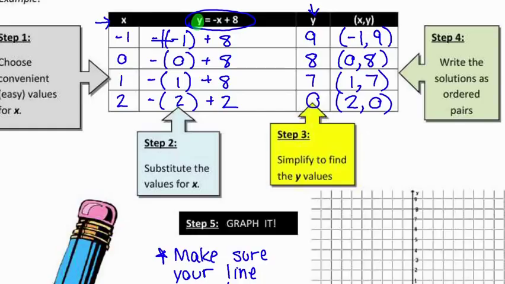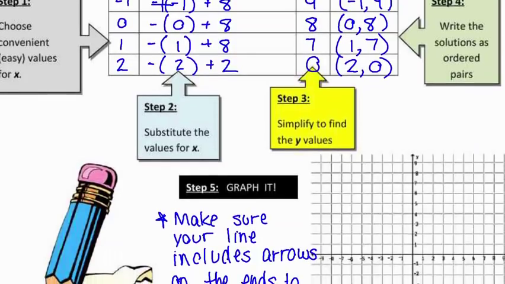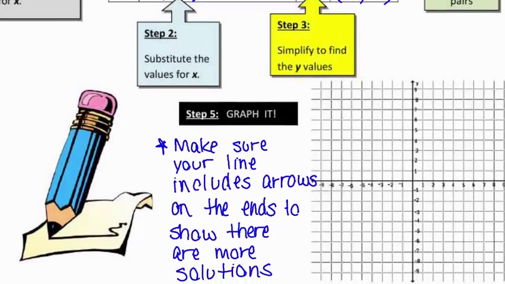So, step 2 was to substitute the values in for x, which is what we did. Step 3 was to simplify to find the y values, and then step 4 was to write the solutions as the ordered pairs. We did all 4 things. Now, the last thing that we need to do is plot them on the coordinate plane.